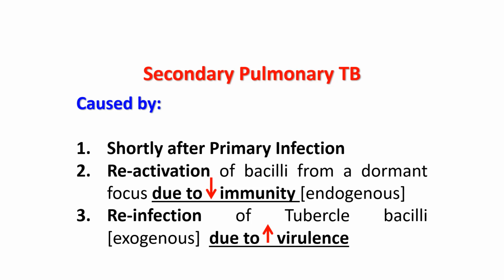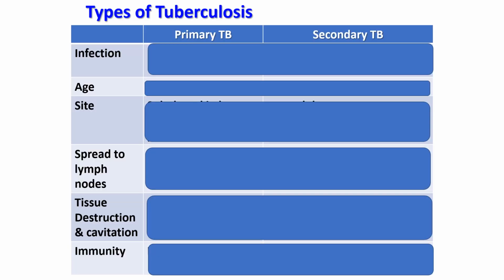It is caused by reactivation of dormant bacilli in the dormant focus after our immunity decreases, which is called an endogenous source of infection, or reinfection from exogenous TB bacilli from another infected person who will infect me for the second time, and this organism will have a high virulence that can overcome our immune system and form a lesion for the second time. What is the comparison between primary TB and secondary TB?